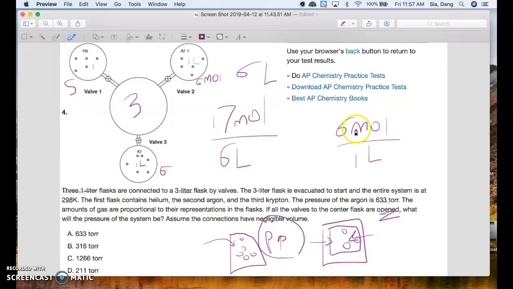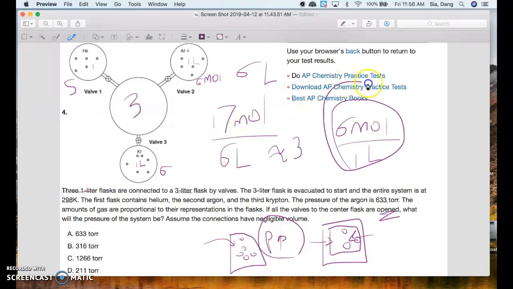So take a look here. 6 mole per liter. This is 17 mole per 6 liter. So how much mole per liter is going to be occupied? If we do the math, it gives you approximately 3 mole per liter. This is right, so you can see the ratio. Now think about that. Mole is the amount of gas contained in the container. So if I have 3 mole per liter versus 6 mole per liter, which one is going to have higher pressure?